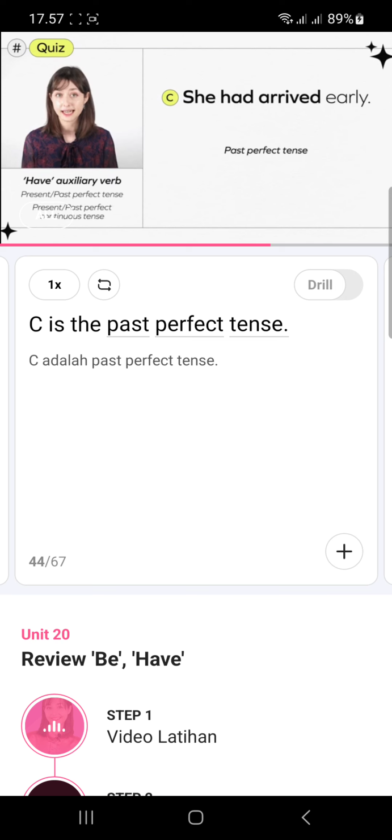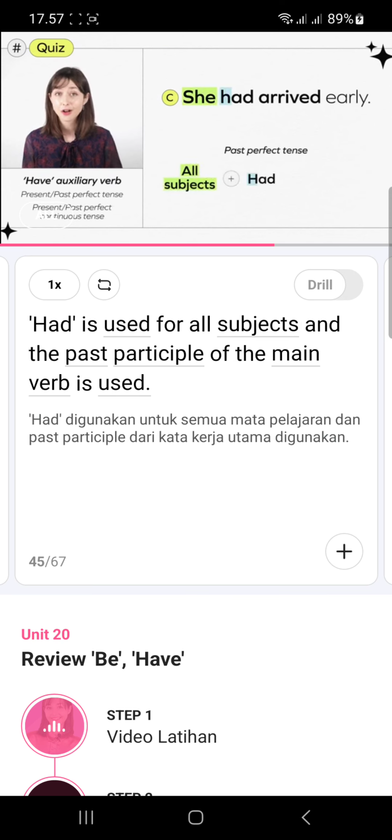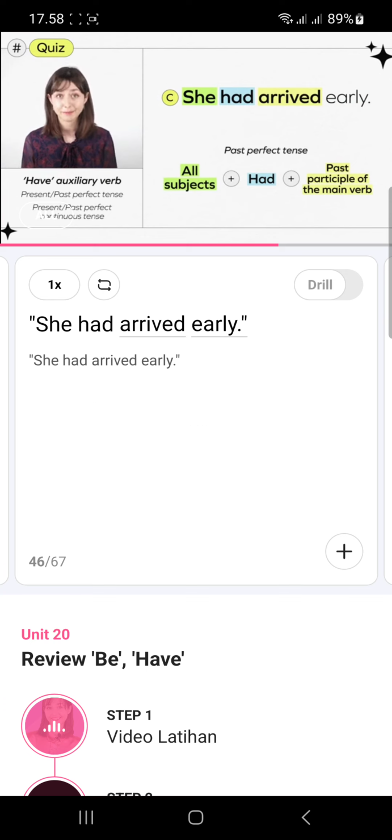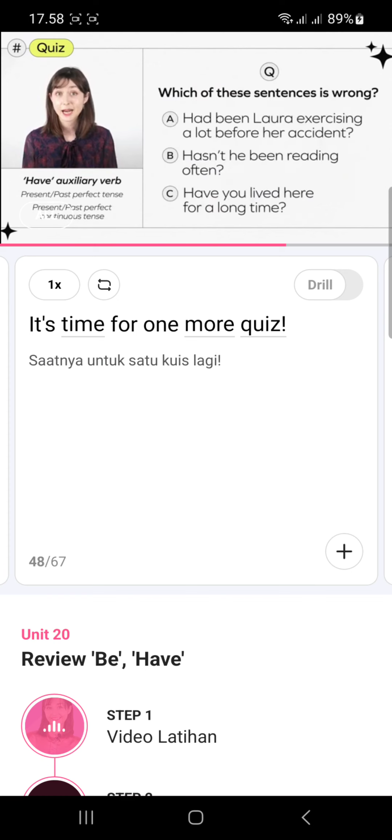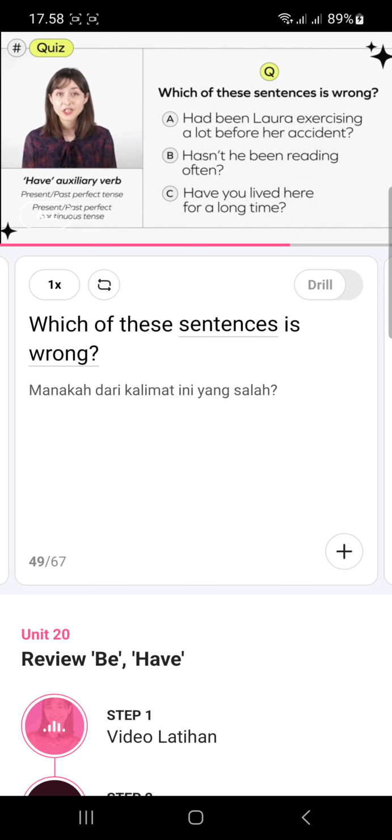C is the past perfect tense. Had is used for all subjects, and the past participle of the main verb is used. She had arrived early. This means she arrived early before some other past event. It's time for one more quiz. Which of these sentences is wrong?